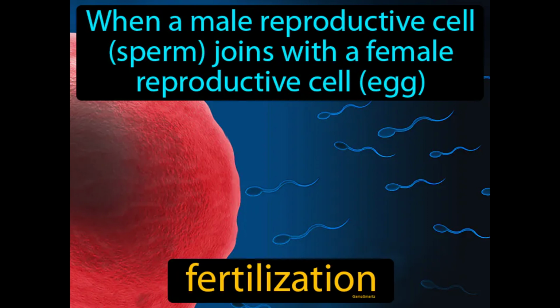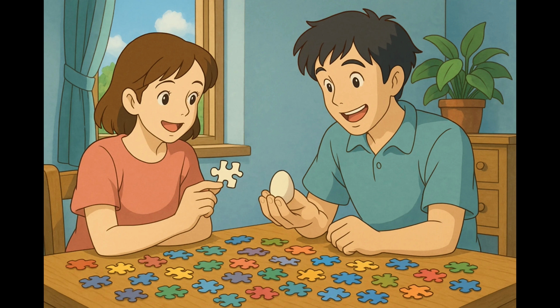When a male reproductive cell, sperm, joins with a female reproductive cell, egg, fertilization is the process where the sperm and egg merge to form a new organism. Imagine you're trying to find the perfect match for a puzzle piece among a pile of scattered pieces. Much like how the puzzle piece needs to fit perfectly with its counterpart to complete the picture, a male reproductive cell, sperm, must find and join with a female reproductive cell, egg, to initiate the creation of new life.